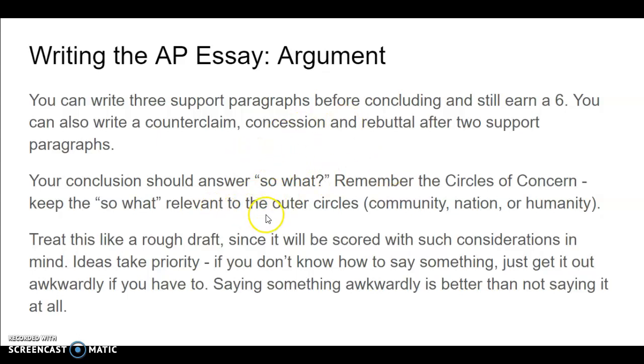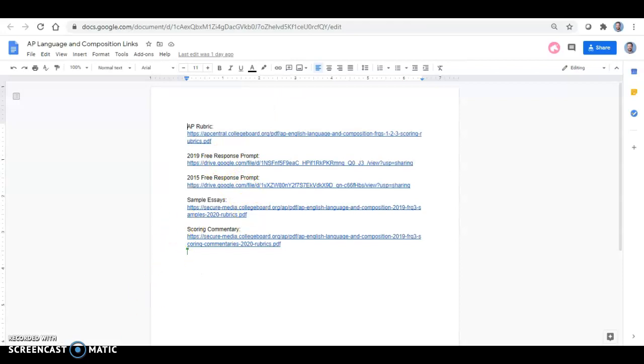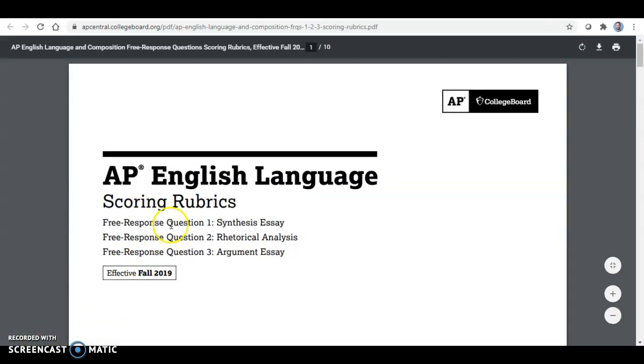So if you have any questions, message me. Now we're going to briefly, after looking at this, if you want to pause and take a break, you can do that. But we're about to take a look at the rubric that you will be judged on. So let's go ahead and go to the AP Rubric website.